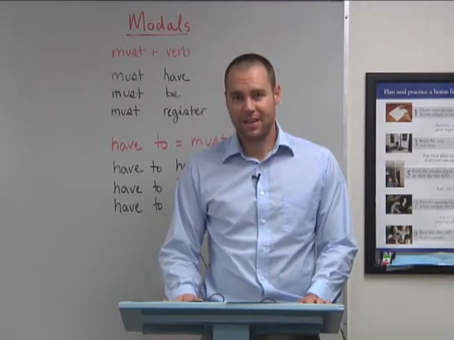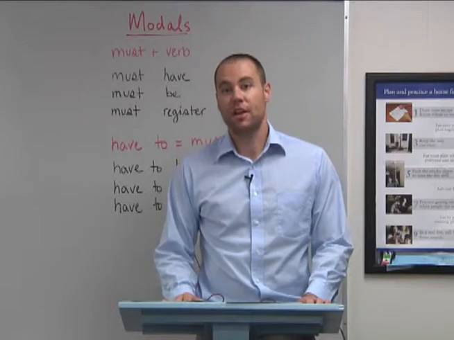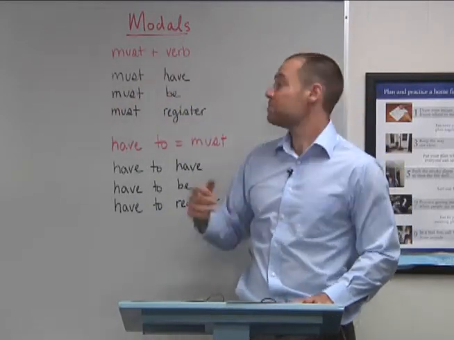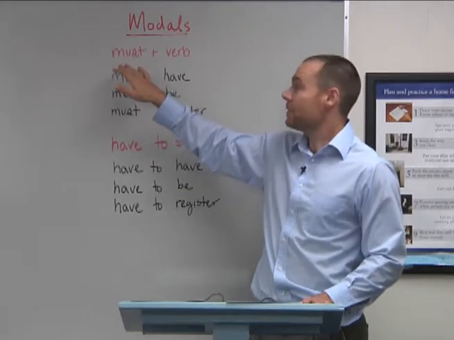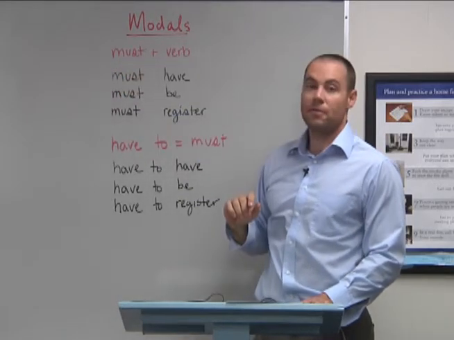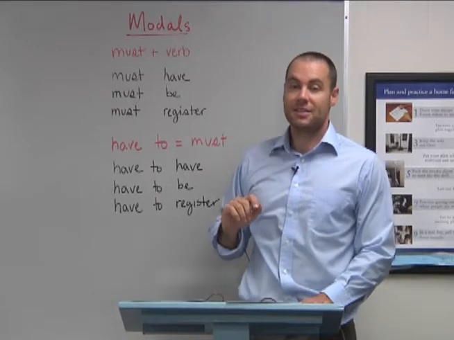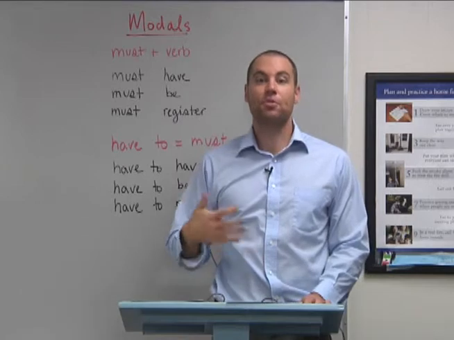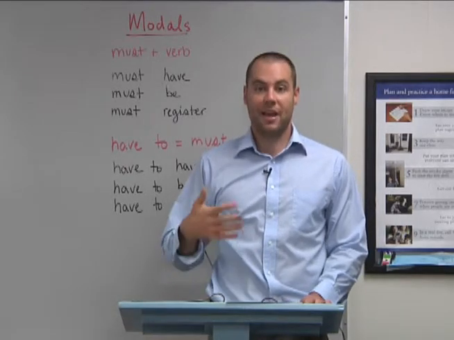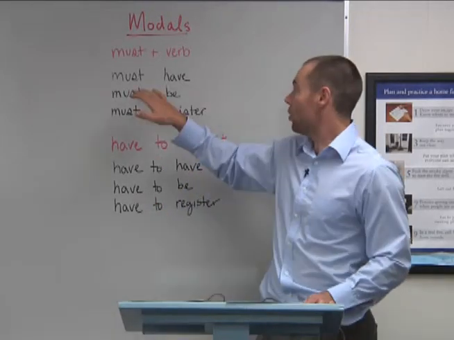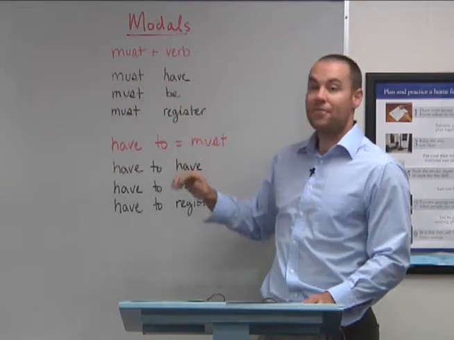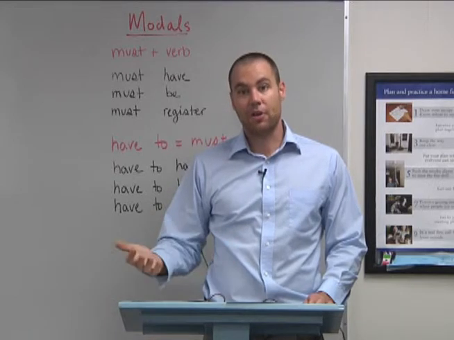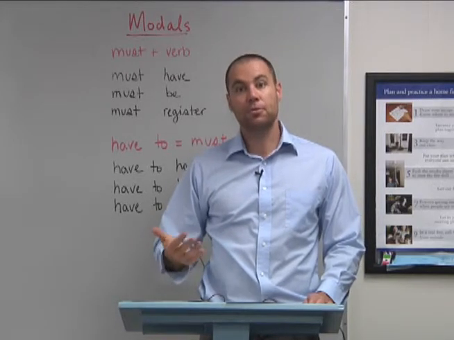To talk or read about home safety, you need to understand a group of words called modals. Modals are a special type of verb that modifies the meaning of the verb that follows them. For example, must is a modal that means that something is absolutely necessary. You don't have a choice. So, must have: you must have a driver's license to drive a car. It's absolutely necessary.